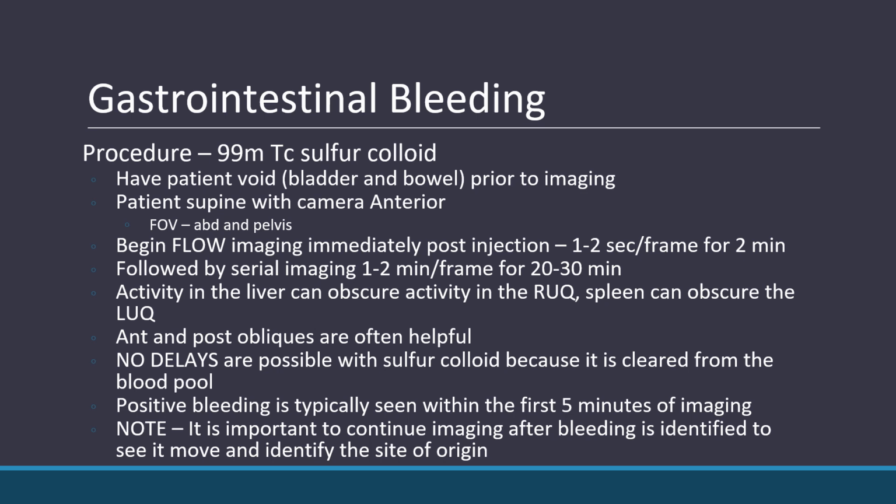Activity in the liver can obscure activity in the right upper quadrant, and the spleen can obscure activity in the left upper quadrant. So anterior and posterior obliques can be helpful. Delayed imaging is not possible when you image with the sulfur colloid because it's cleared from the blood pool quickly and then localizes in the reticuloendothelial cells. Positive bleeding is typically seen within the first 5 minutes of imaging, and it is important to continue imaging even after bleeding is identified to see it move and to successfully identify the site of origin.